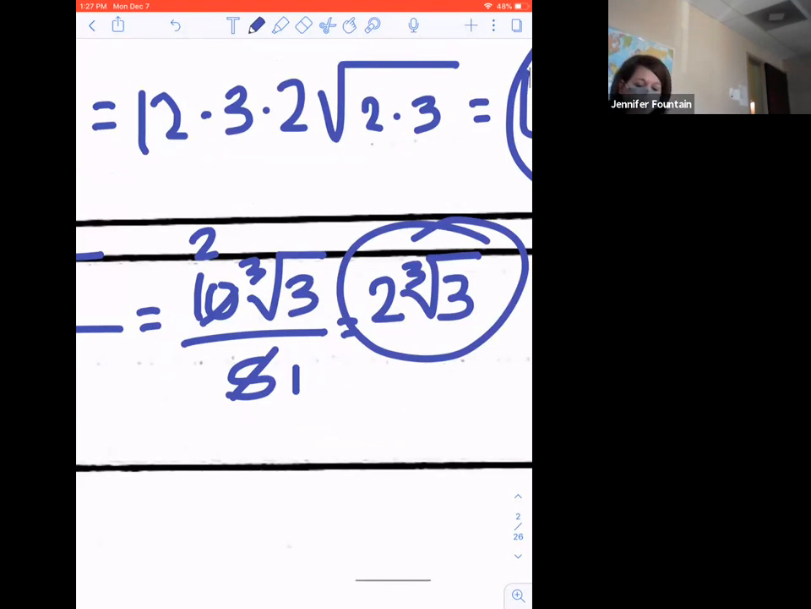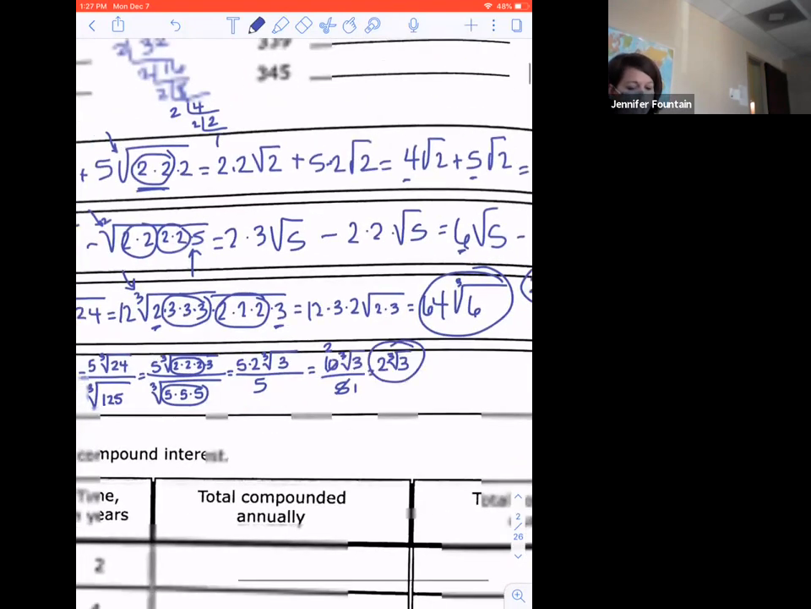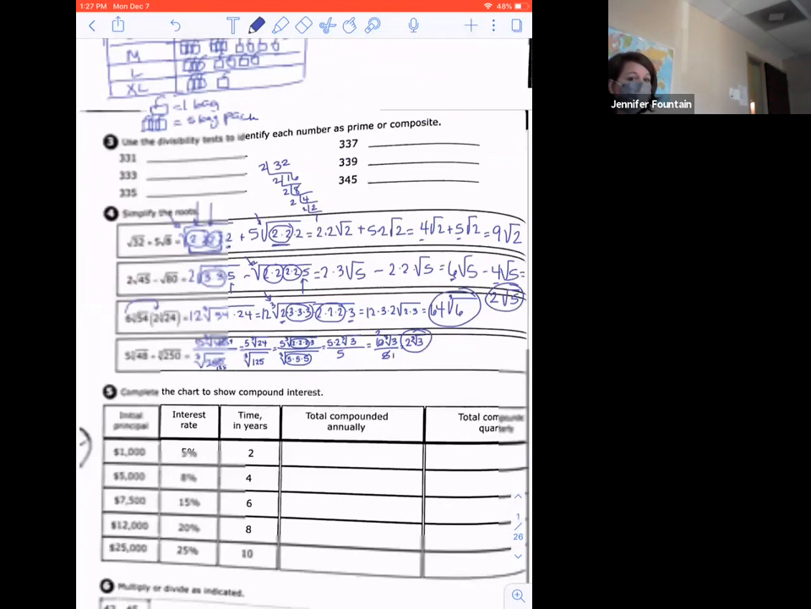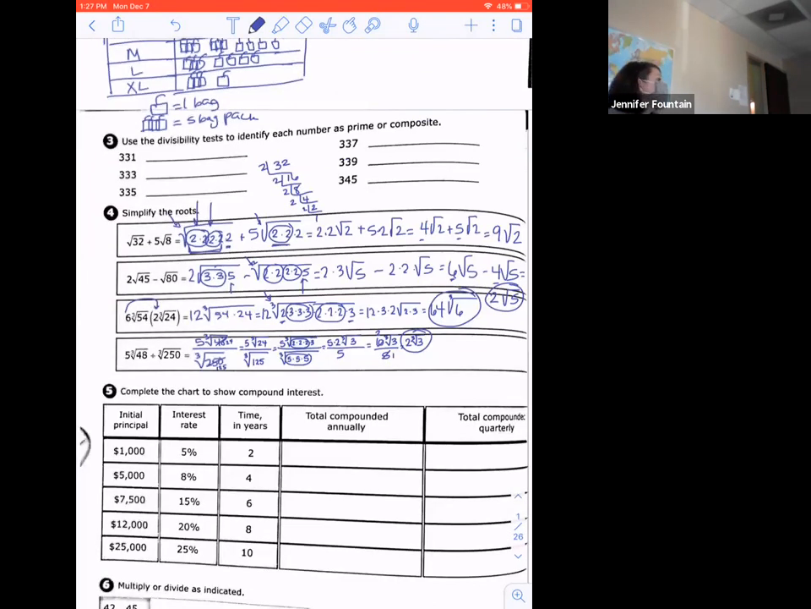Okay? So I just have to take it step by step. Look at my prime factors. Like I said, this is something that we will see again in Algebra 1 next year. So the sooner you get comfortable with the process, the easier it's going to be when you see it again. Always look to see what you can simplify by breaking down your prime factors.